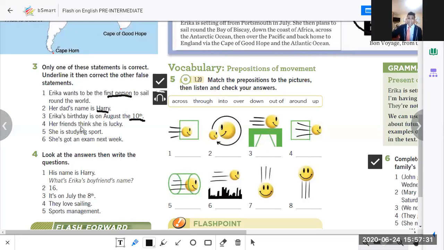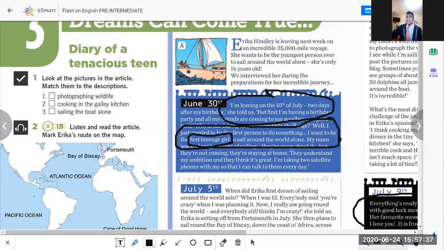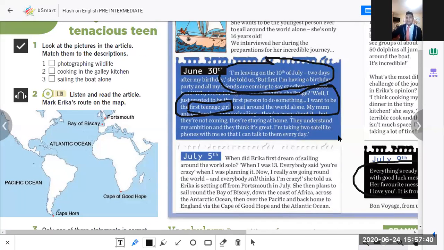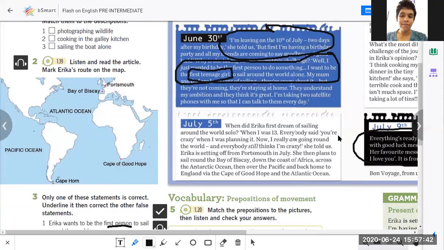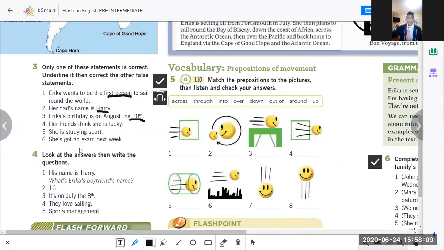Number four. Her friend thinks she's lucky. True or false? They say false. Let's see, the answer is here. Okay, it's false, very good. But what is the answer? Her friend thinks she's lucky or? Crazy. Very good, crazy. Everybody say, hey, you are crazy. Okay, very good.